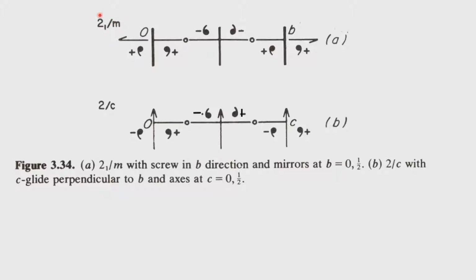Now when we are talking about the presence of the 2-fold axis with the mirror, something very interesting develops here. So you take, for example, this is the B direction, and your 2-fold axis is along the B direction, as is indicated by the half arrow.